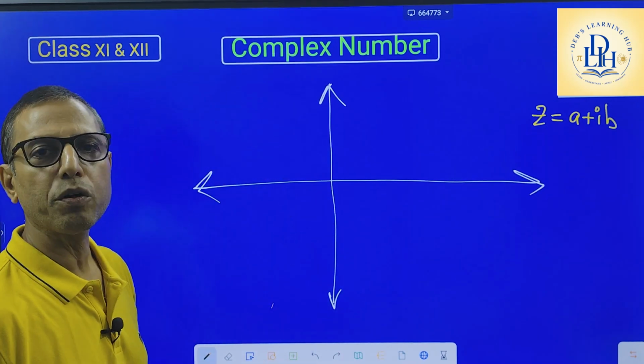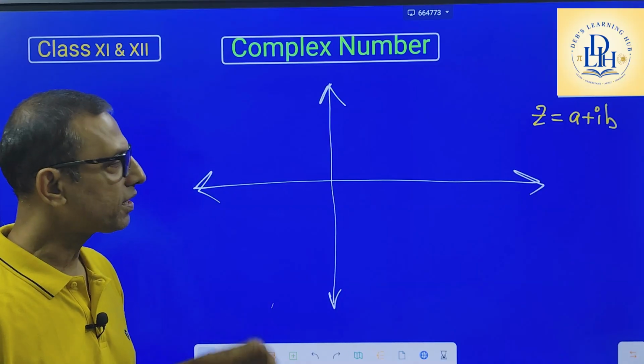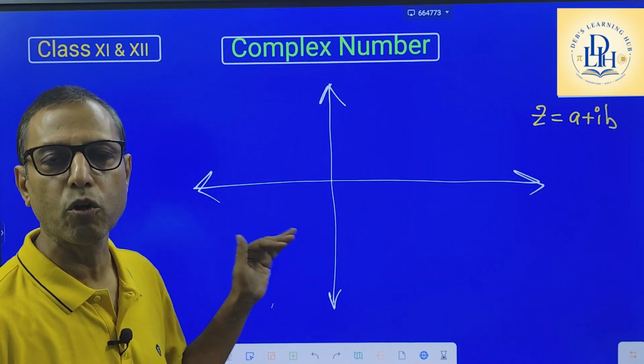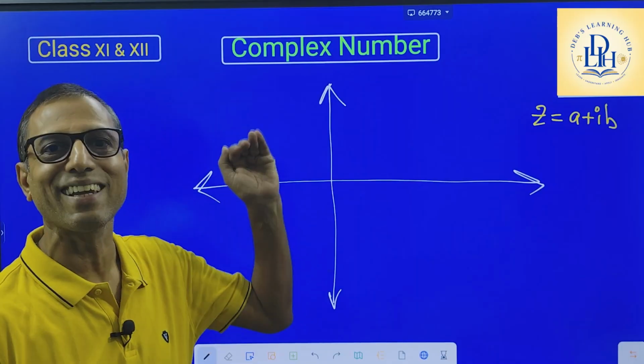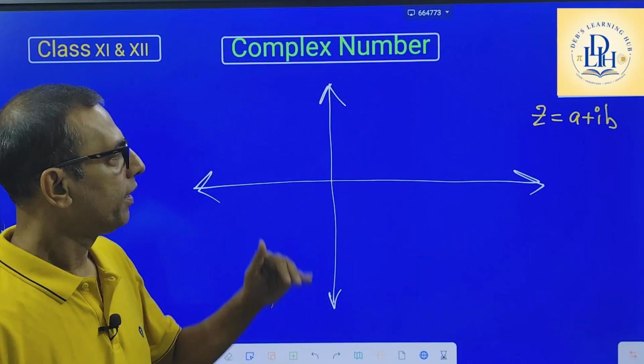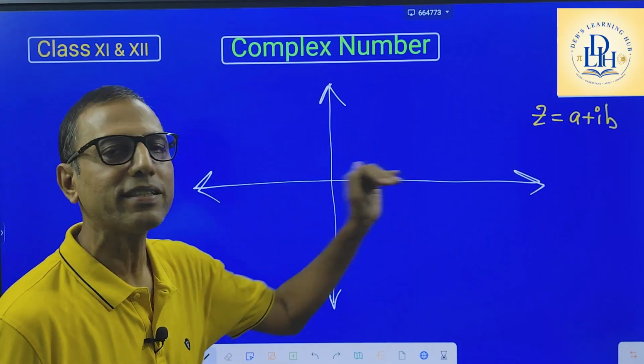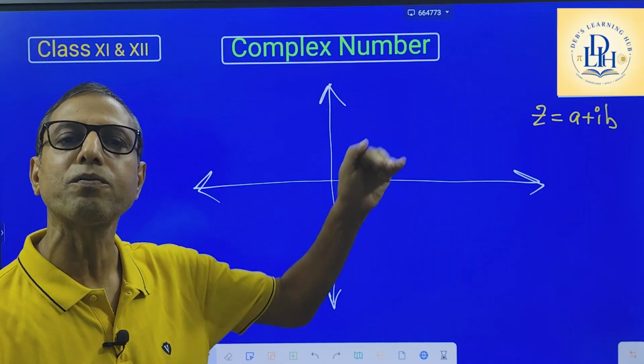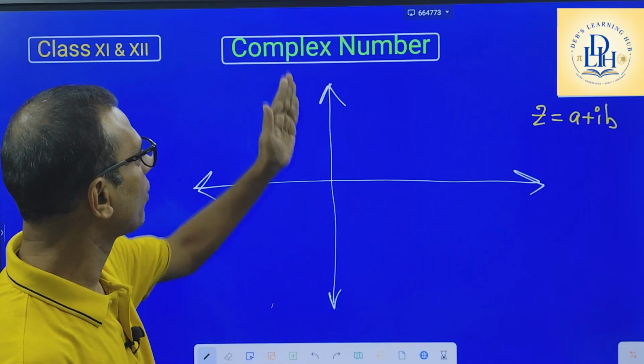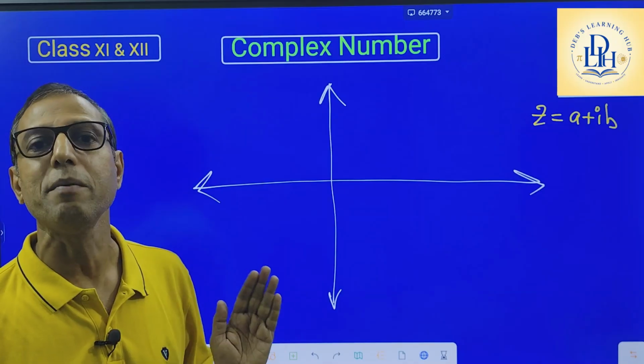When we represent this, in the Cartesian plane the horizontal axis is x and the vertical axis is y. Here we will treat the x-axis as the real part of the complex number and the y-axis we will take as the imaginary.